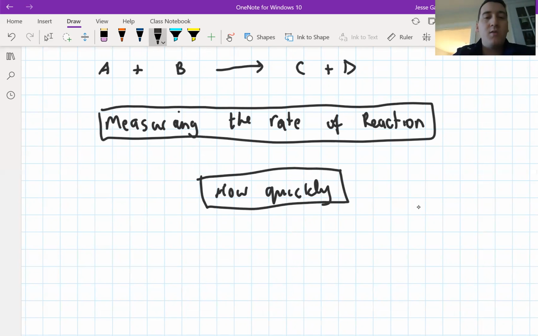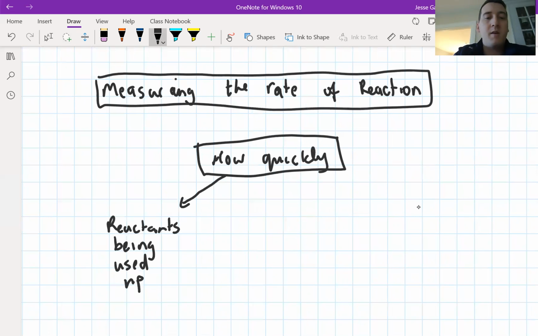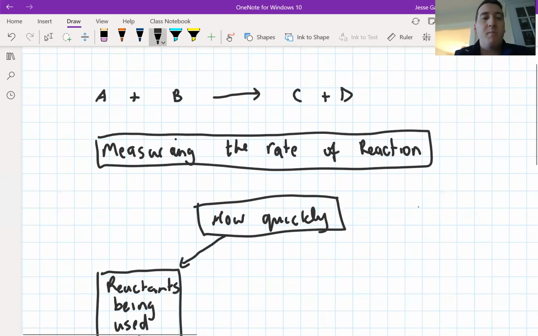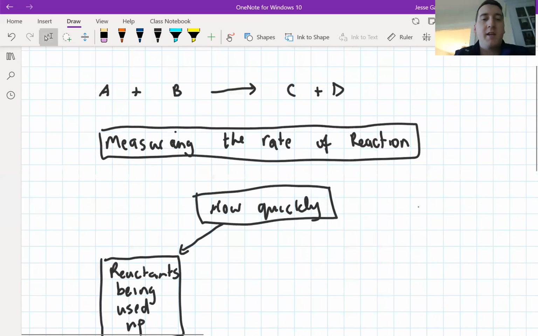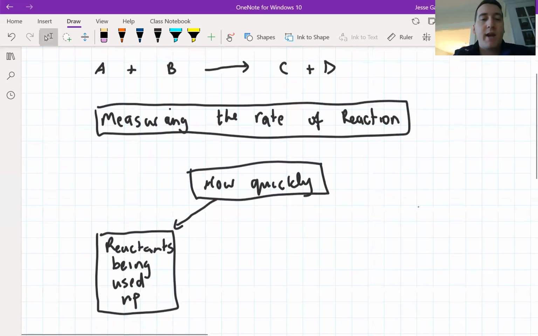We're going to look at two things. We can measure how quickly the reactants are being used up. If we can find a way of measuring how quickly the reactants are being used up, then we can measure how quickly the reaction is happening. If we can measure how quickly A and B are disappearing, because remember A and B are turning into C and D, then we can find out how quickly the reaction is happening.